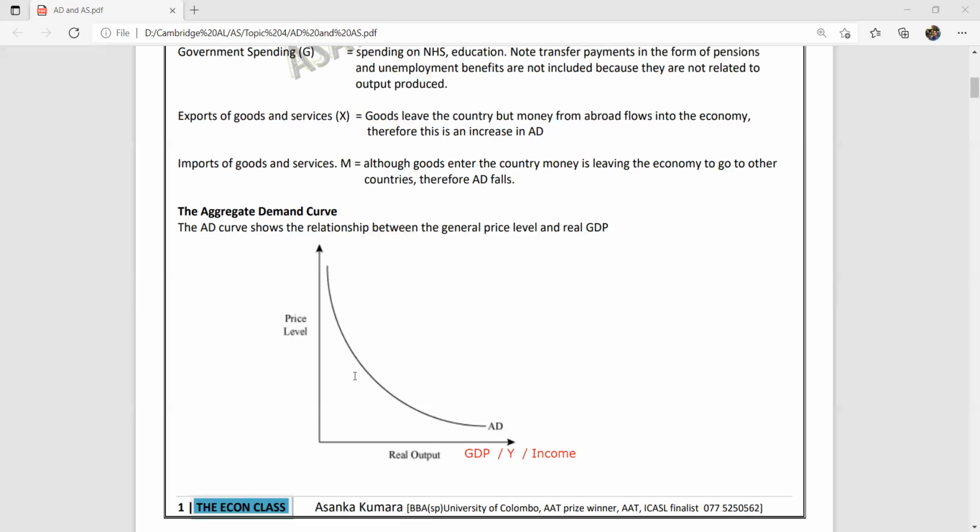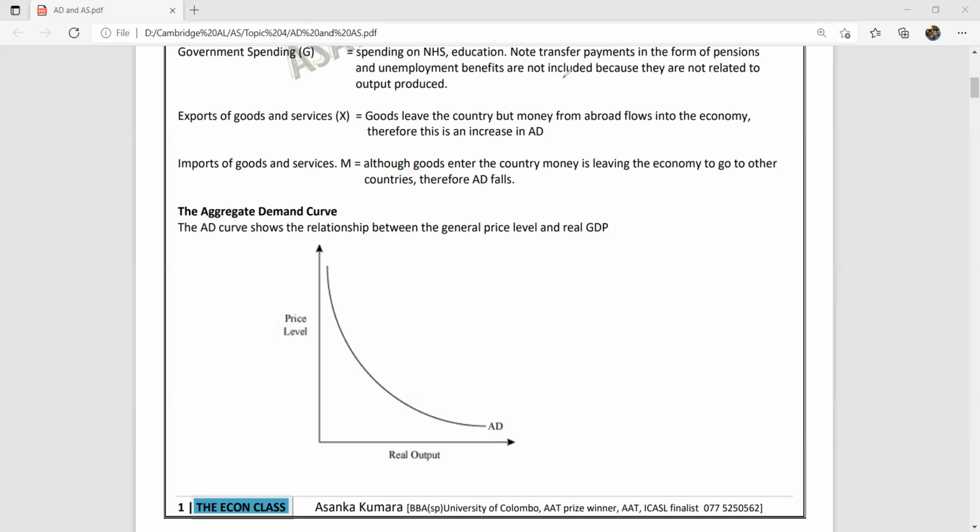And one more thing. In microeconomics, we just wrote price. In macroeconomics, you must write price level. It is compulsory. Price level means the average price of all the goods. Therefore, you should write price level. And there is an inverse relationship, as I told you.